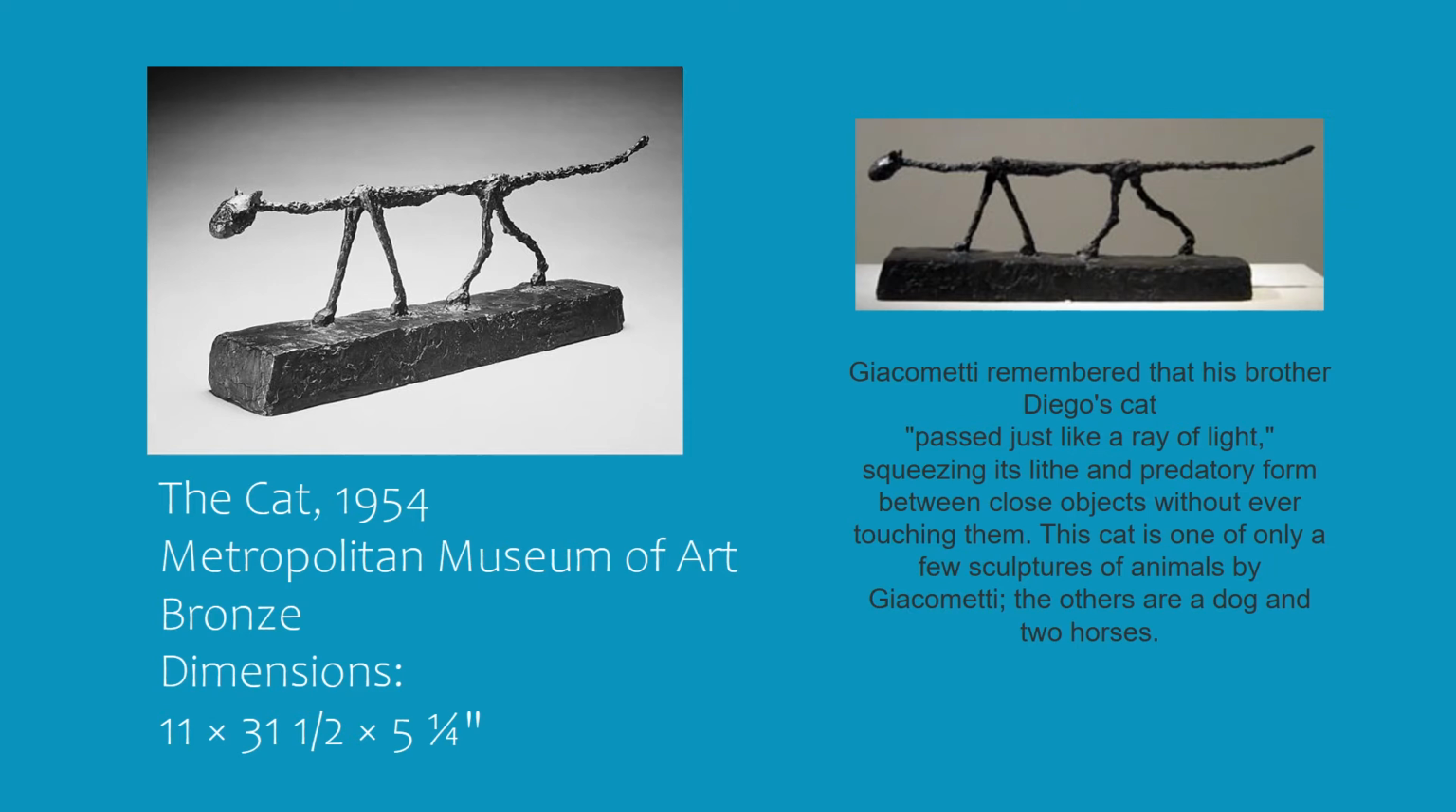The Cat, 1954, Metropolitan Museum of Art, bronze, dimensions 11 by 31.5 by 5 1/4 inches. The two different views show us the sleek, elongated form of a cat with a long neck and tail. It is posed as if stalking prey. Giacometti remembered that his brother Diego's cat passed just like a ray of light, squeezing its lithe and predatory form between close objects without ever touching them. This cat is one of only a few sculptures of animals by Giacometti. The others are a dog and two horses.